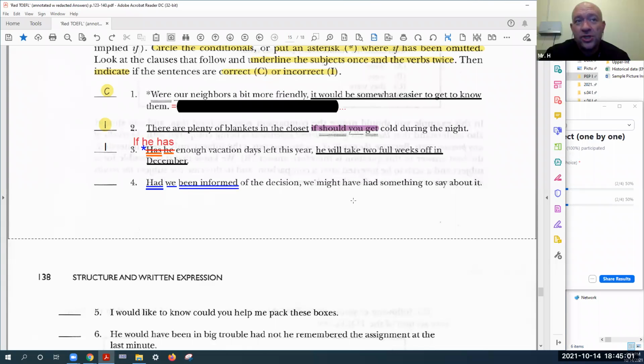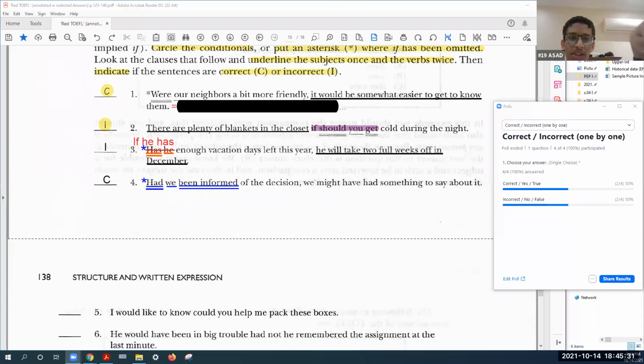It's correct. You're right. It is correct. But where should the connector be? If we had. That's right, because this is the conditional clause. Bingo. That's exactly correct.